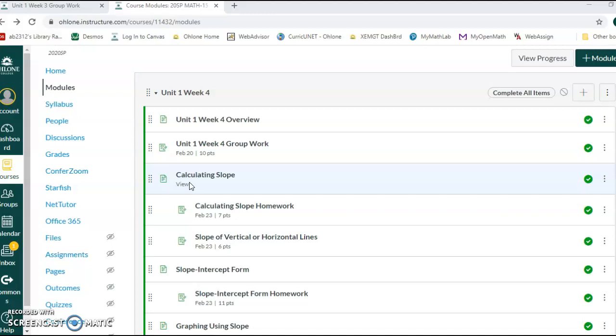So those of you that are going forward to calculus or business calculus will see a lot of slope. And those of you that are moving forward to statistics, it's a part of regression. And so a basic understanding of what it is that we're doing when we calculate slope and what slope represents will actually help you quite a bit.